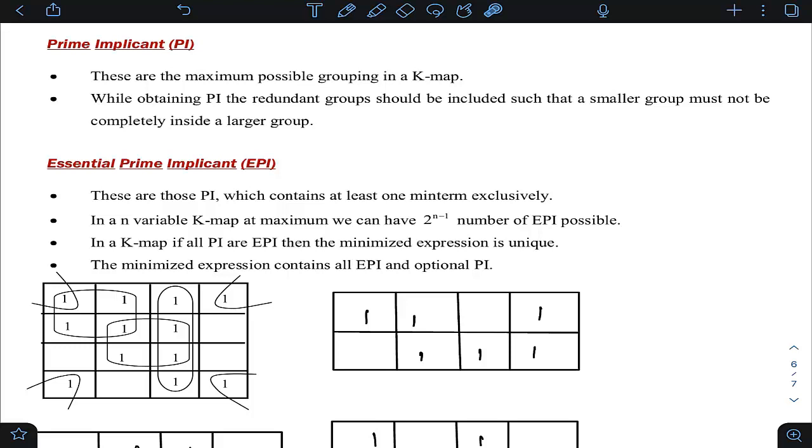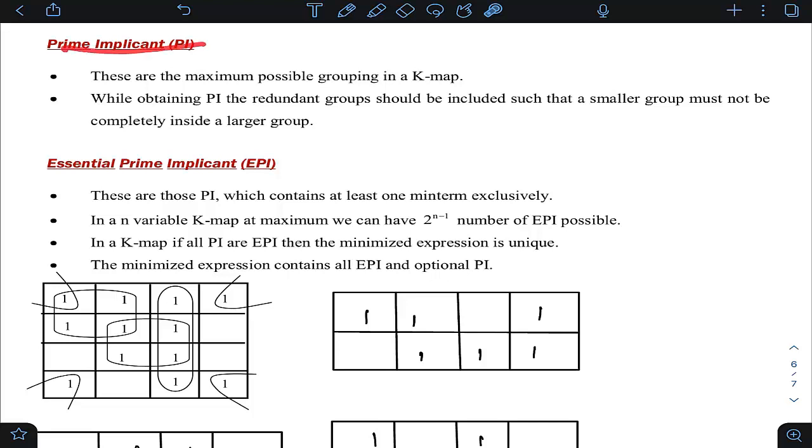This is a bit tricky to understand, but once you understand how it is happening, there won't be any confusion. So listen carefully. Let me first read out the definitions. Then, by taking examples, we'll be learning how to utilize these concepts.